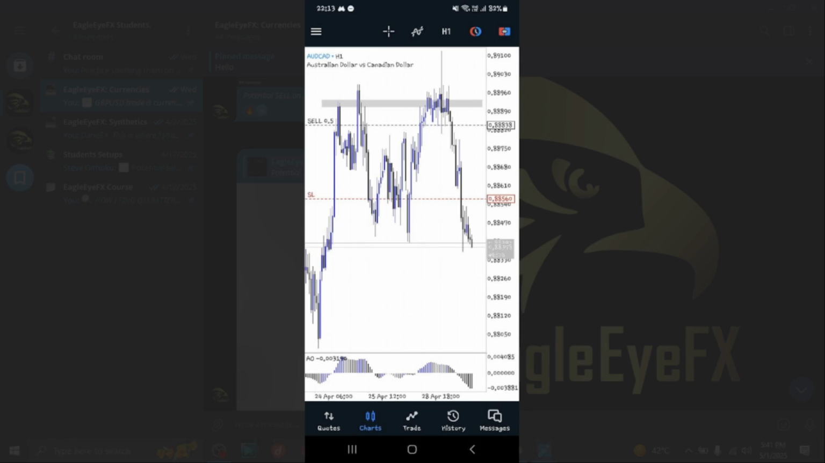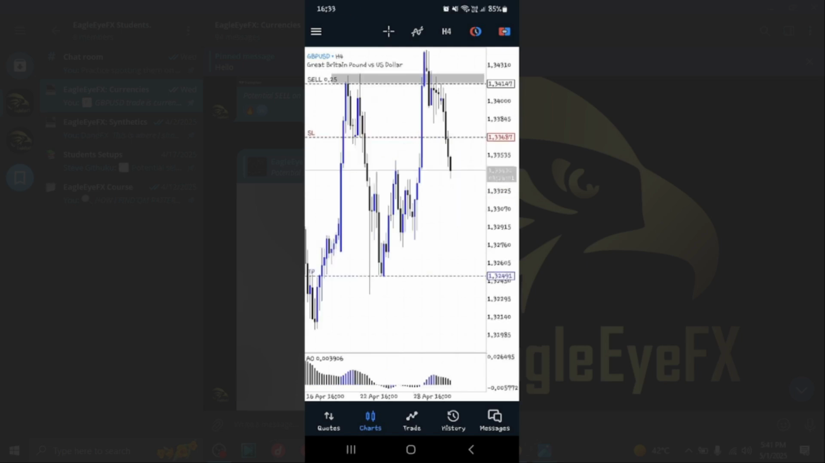So I shared this with my students. As you can see, AUD card, you can see where my entry is. Once the market actually played out to the downside, I adjusted my stop loss. As you can see, I adjusted my stop loss like that to allow the market to play out. And then this is GBP USD. As you can see from the 4-hour time frame, you can see where my entry is. Once the market started playing out, then I adjusted my stop loss, of course, and I was now holding it to go to the downside.